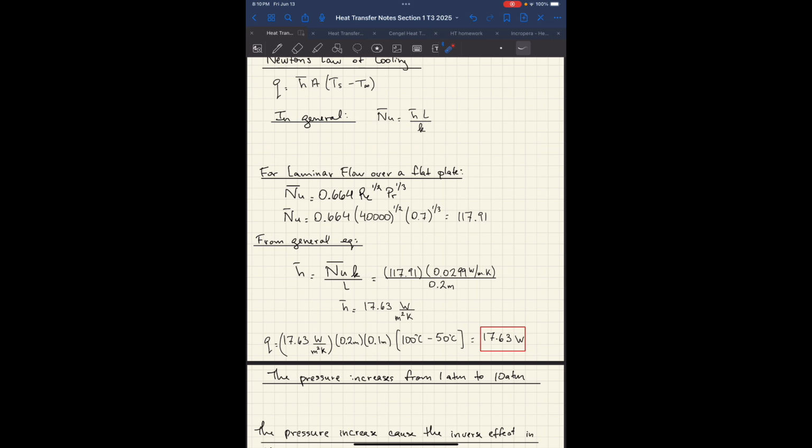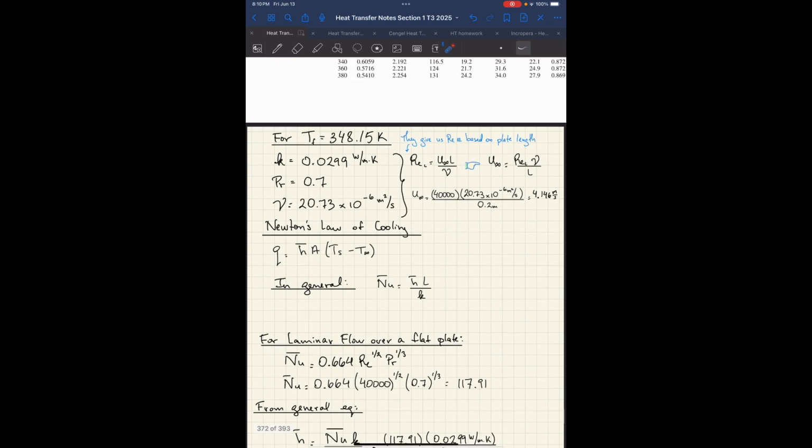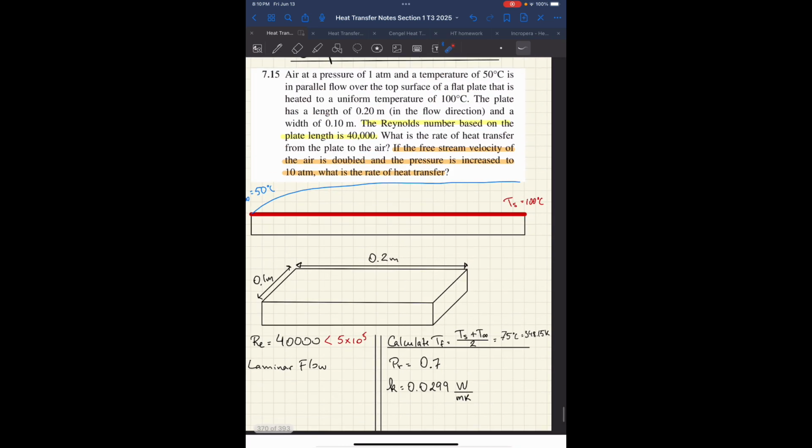Now, before we go on to the second part, let's see what it asks us. Second part says, if the free stream velocity of the air is doubled, so double the velocity, and the pressure is increased to 10 atmospheres. So initially we start off at 1 atmosphere. Now they want to increase it. What is the rate of heat transfer? So let's see what happens.